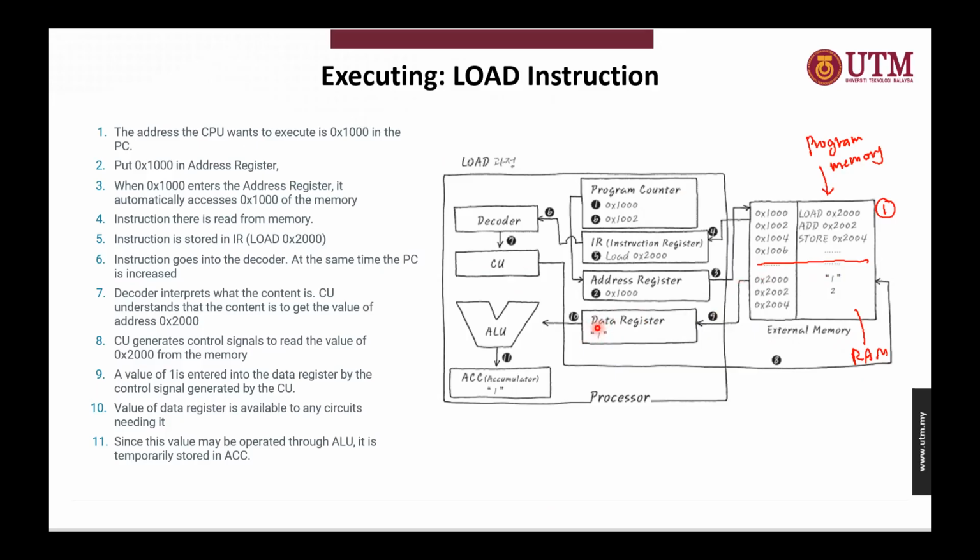The value of the data register is available to any circuit needing it. So number 1 from address 2000 will be put inside of the data register. Since the value may be operated on through the ALU, it will also temporarily be stored inside of the accumulator. Even though we're not using the ALU yet, the same data will be stored inside of the accumulator. So this is what happens when the first instruction is executed. Step number 11 is the last step after the first instruction is executed. Okay, next.